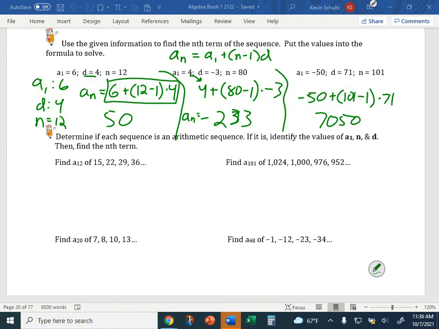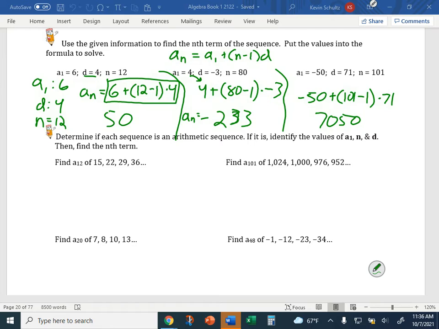7,050. John, is that what you got too? Do you have a second on that? Yes? 7,050? Okay. So if you didn't get 7,050, take a look at what I have written there. Make sure that you started with negative 50. Make sure you subtracted 1 from 101. Make sure you multiplied by 71. If you're not quite sure where you might have made a mistake, then raise your hand and I'll come around and take a look. Okay.